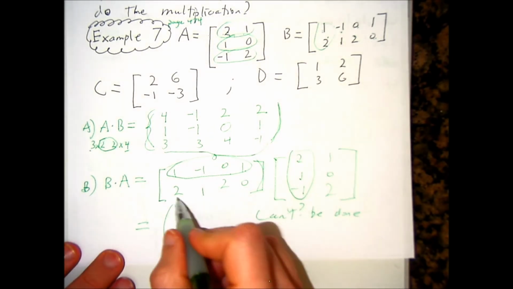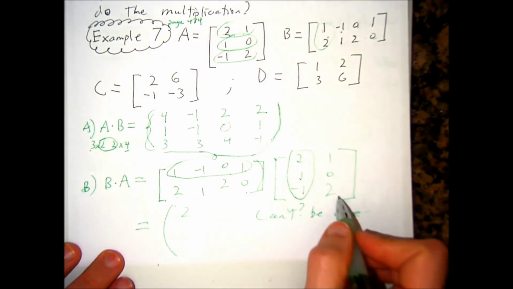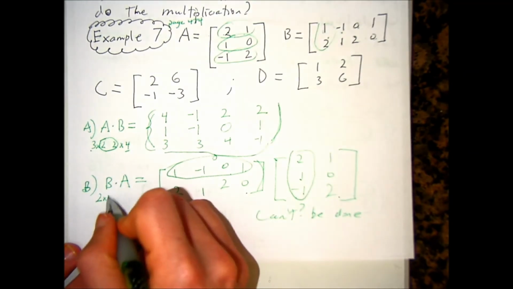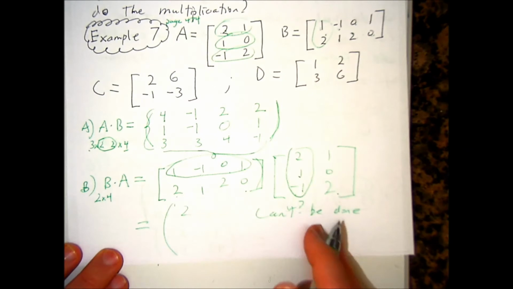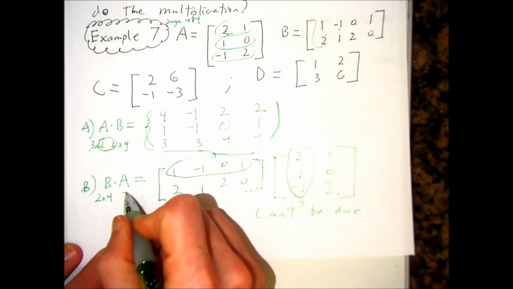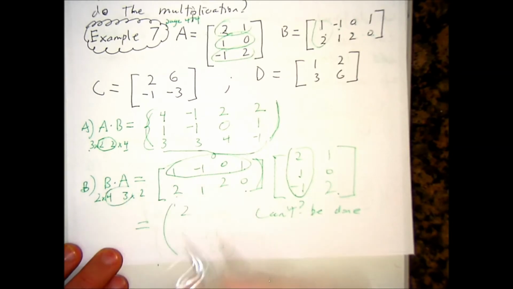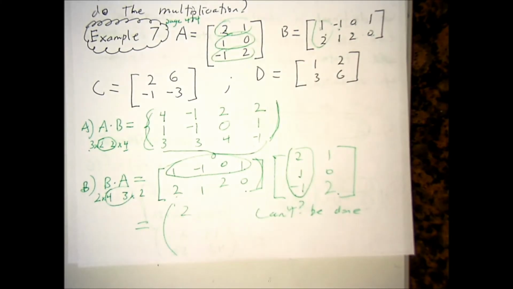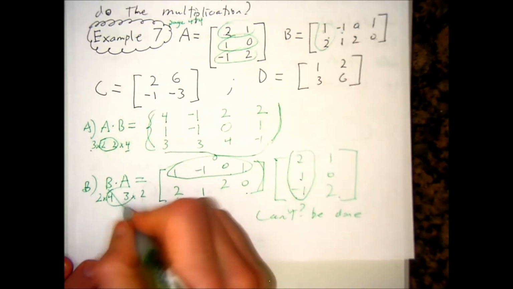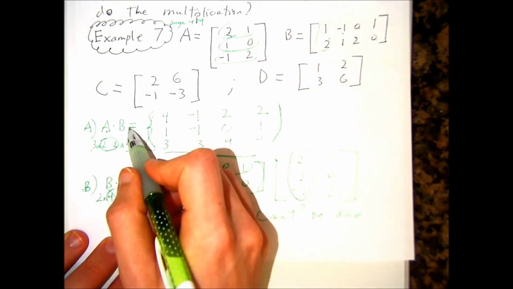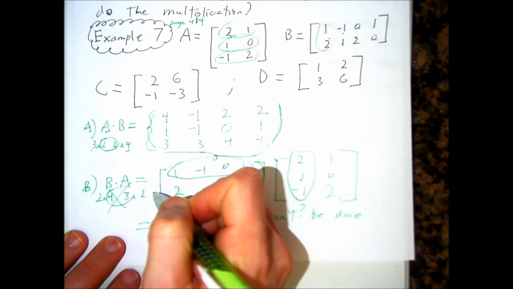Because the rows here and the columns here don't match. This is a 2-row and 4-column matrix, and this is a 3-row and 2-column matrix. So 4 and 3 don't go together. It's not going to happen. But notice this. I have a times b, and it worked, but b times a didn't work.